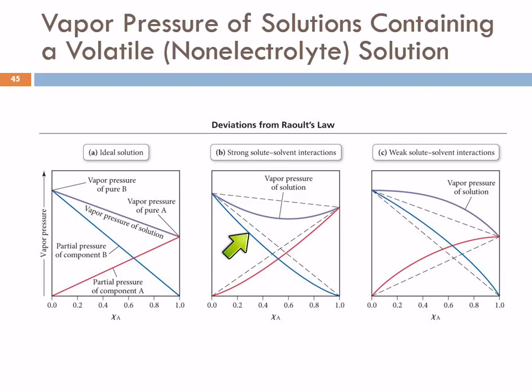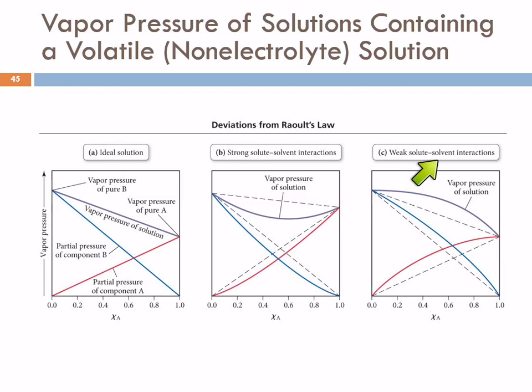And for component B, we also see this dip. And so the vapor pressure for the total solution is still the sum of the two individual pressures. But here we see a deviation. Raoult's law predicts this straight line, and it dips significantly below that. And the maximum effect is where you have roughly equal molar quantities of the solute and the solvent.